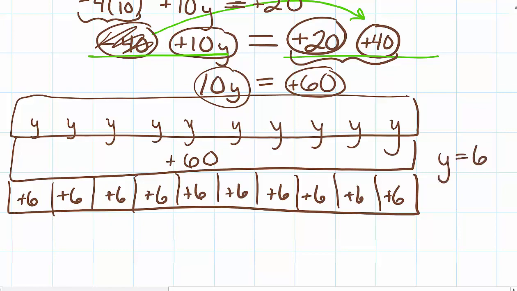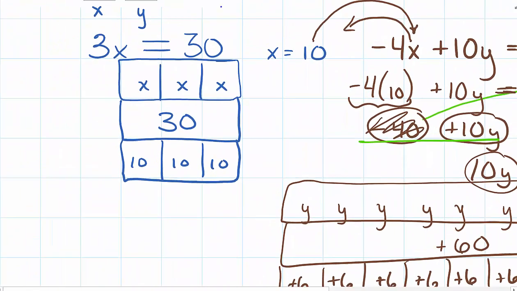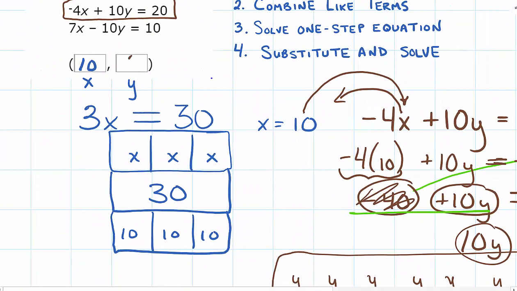And so what we're going to do is take that piece and put it right into our solution box, and our point of intersection for these 2 lines would be at positive 10, positive 6.